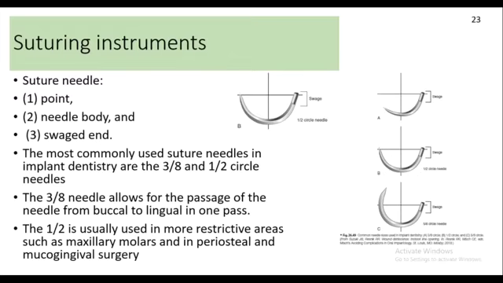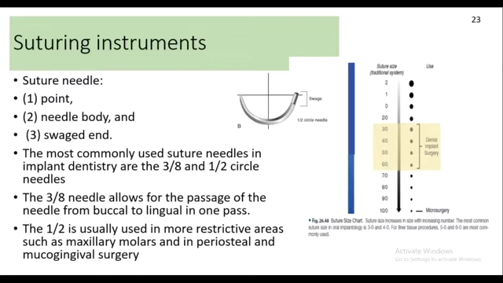Coming on to the suture instruments, the basic suture instrument is a needle which has a point, the needle body, as well as the swaged end. The most commonly used suture needle in implant dentistry is the 3/8 or half circle. The 3/8 needle allows the passage of the needle from the buccal to the lingual in one passage. The half circle is usually used in more restrictive areas, like the maxillary molar and the periosteal for mucogingival surgery. There are different suture systems used in implant dentistry, which are 3-0, 4-0, 5-0 and 6-0.